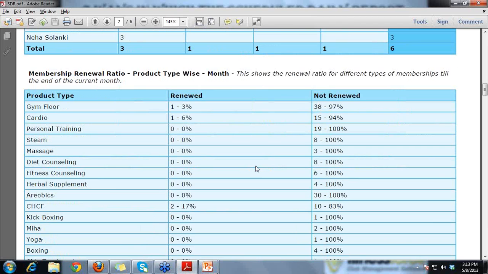Exactly below you have the membership renewal ratio also. Now this ratio gives you an overall idea of each and every product's renewal ratio. As you can see, the first product is GymFlow. It is showing that only 3% of the total membership is renewed and 97% is not renewed. And the same is also given in numbers. 38 memberships got renewed and 1 membership didn't get renewed.